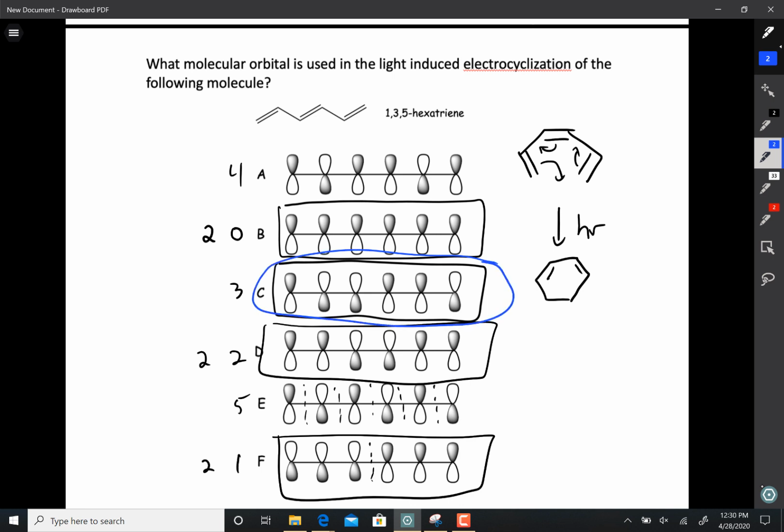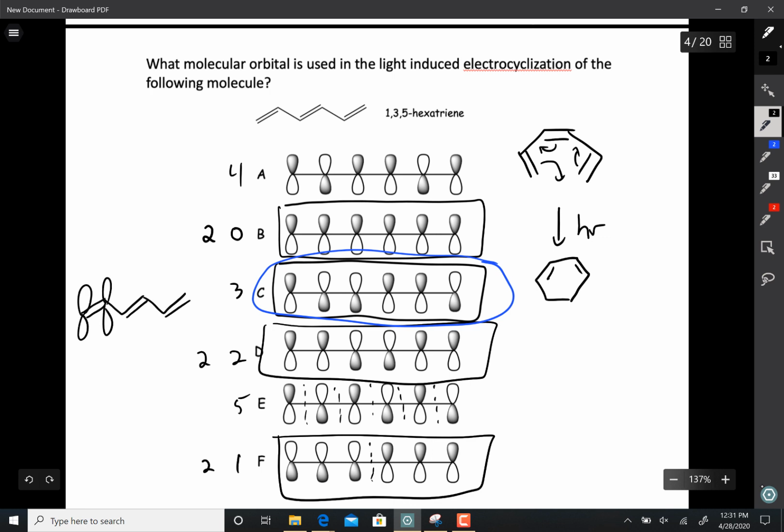Another way of doing this is you could have started out by drawing the HOMO of this molecule, and that's pretty straightforward when it's an even chain. Just draw in your p orbitals, and where there's a pi bond, you have the same shading. There's not a pi bond between atoms 3 and 4, so therefore we have a node. And you can see that this matches the HOMO.